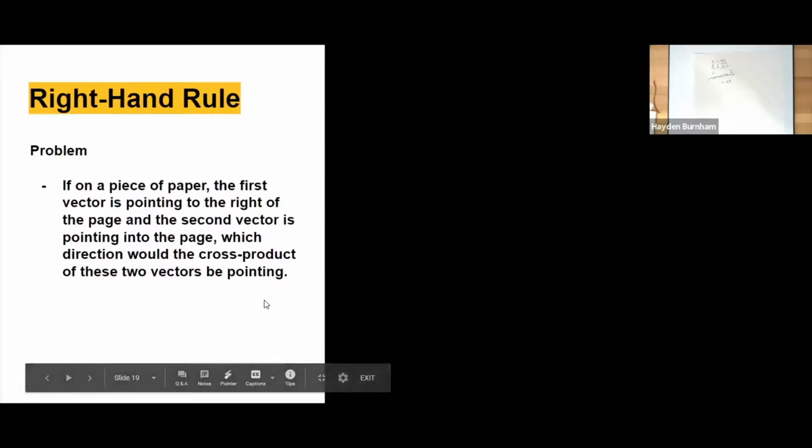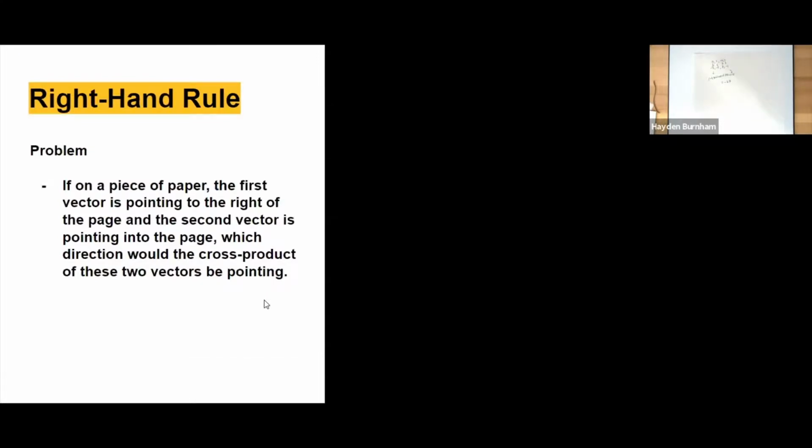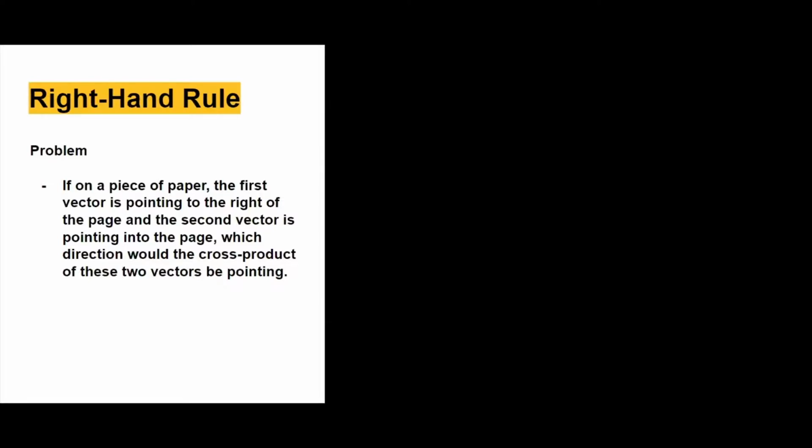So here I have a problem. And so it's saying, on a piece of paper, the first vector is pointing to the right of the page. And the second vector is pointing like into the page. So then the question is, what would be the cross product of these two vectors? So what do you think it would be? Would it be pointing down?